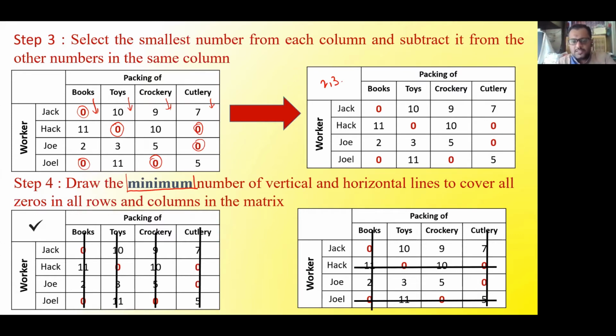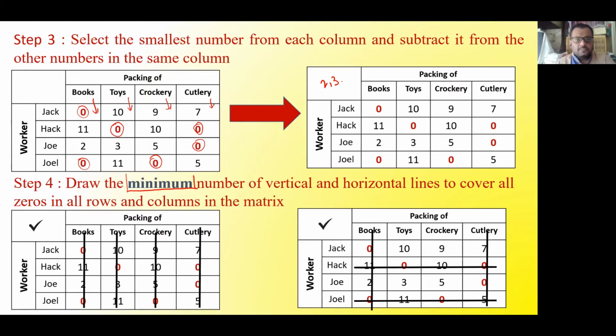So here I cannot see that there is any other way in which I can cut all the zeros in minimum number of lines less than 4. So yes, this is the correct option. Any way you can do, but the number of lines will be 4.